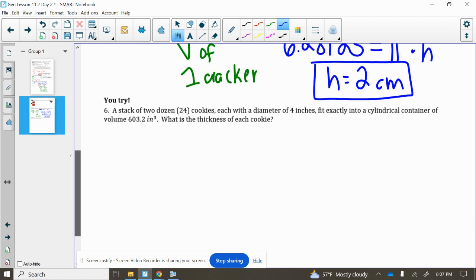All right, this time you have a stack of 24 cookies, each with a diameter of 4 inches, and you want to figure out what is the thickness of each cookie.